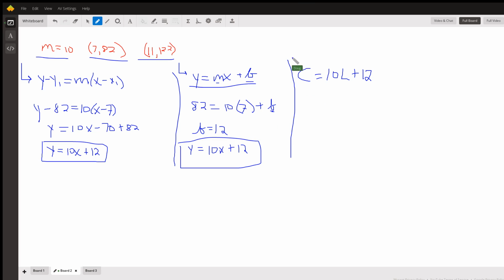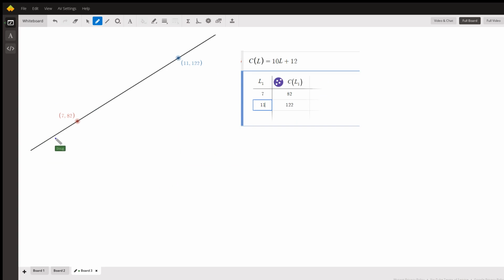Okay, this relationship just shows you how to use the same equation using the variables that you were required to use. The cost is equal to the number of lessons times 10. For every lesson, you go up by $10 plus 12. Okay, and here's what that looks like. There's the line. You can actually, on Desmos, create a function that looks like the cost, depending on L, equals 10L plus 12.